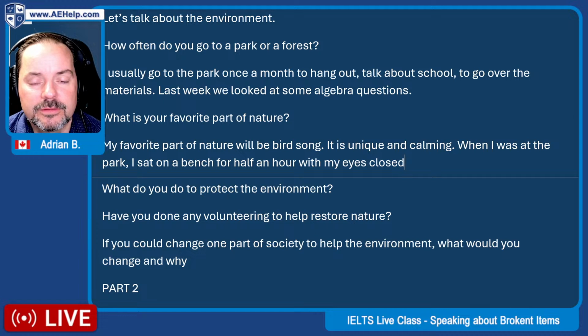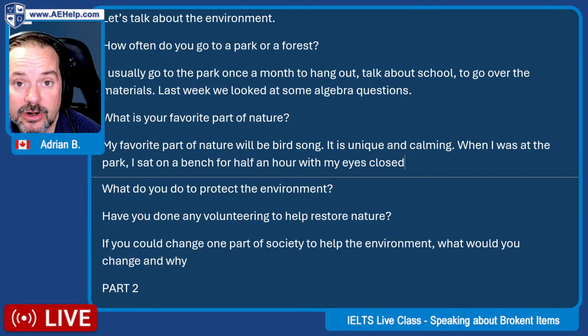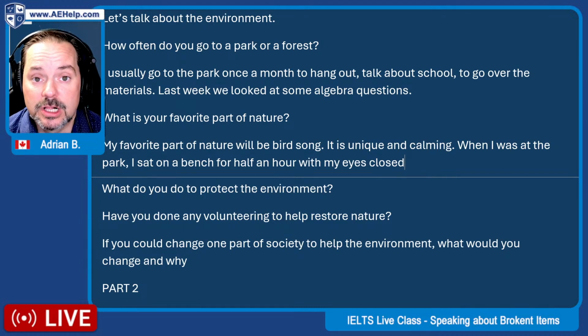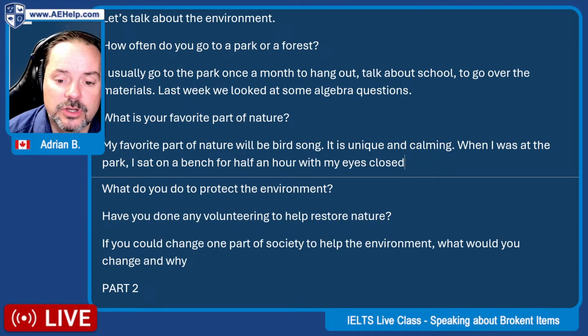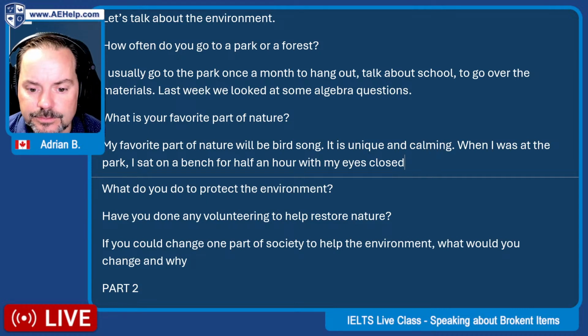It doesn't matter if you're telling the exact truth or not. The examiner doesn't care about that, but they definitely care about having a clear, coherent, complete sentence at the end of your answers.